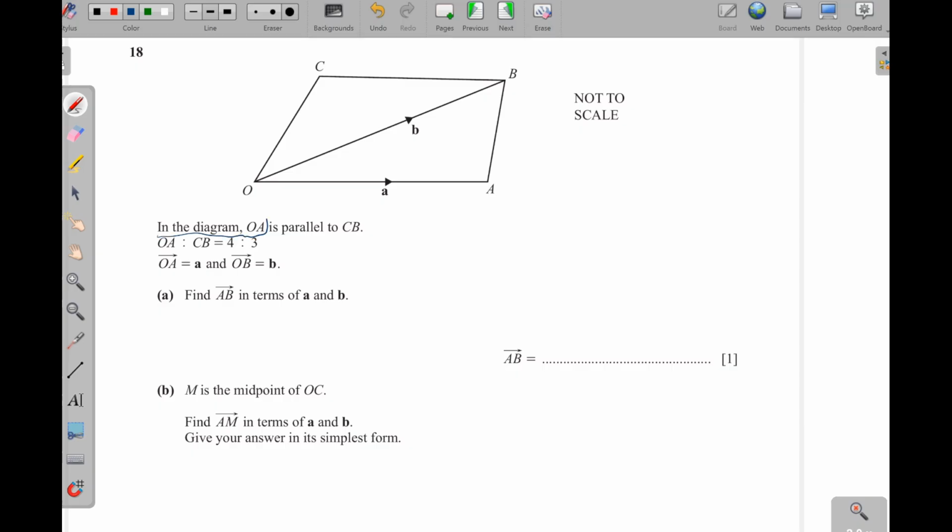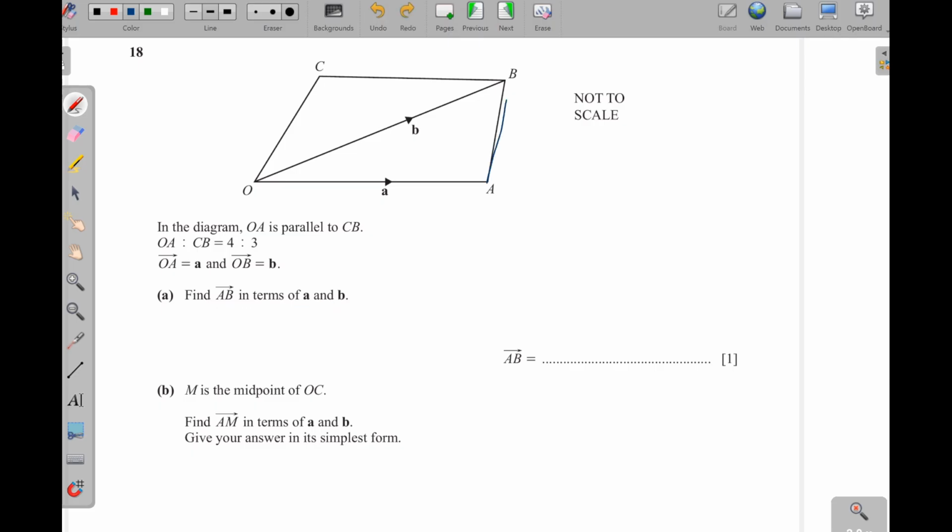In the diagram, OA is parallel to CB. That means these two can be expressed in terms of each other. OA is A, then OB is B, but then OA to CB, O to A, okay, then to CB is a ratio 4 to 3. Find AB in terms of A and B.